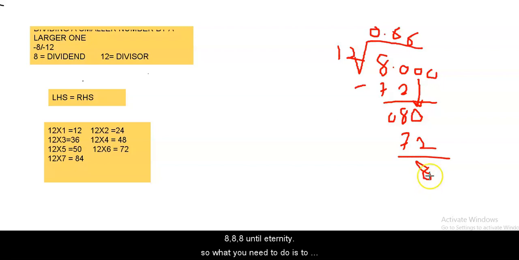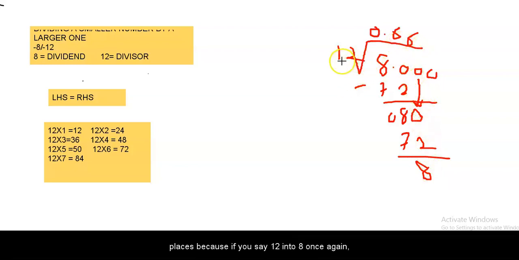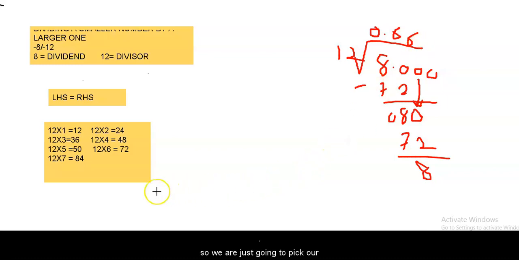So what you need to do is to pick maybe 2 or 3 decimal points, because if you say 12 into 8 once again, you get another 6, and the result will be 0.666666. So we're just going to take our final answer as 0.66 or 0.67, just the first two decimal places.